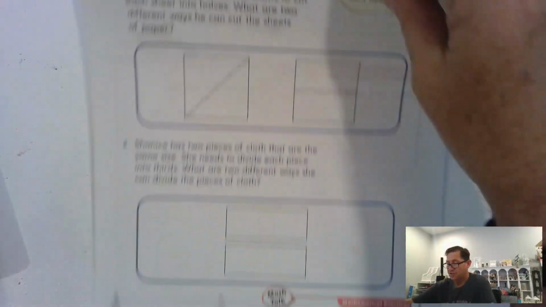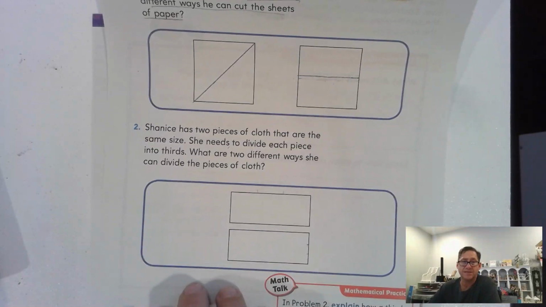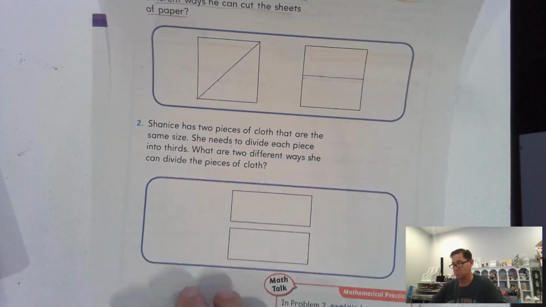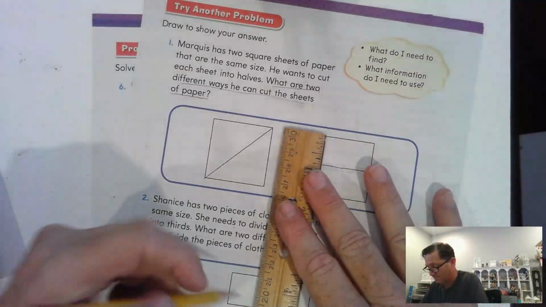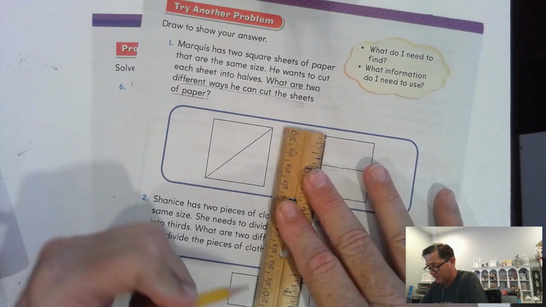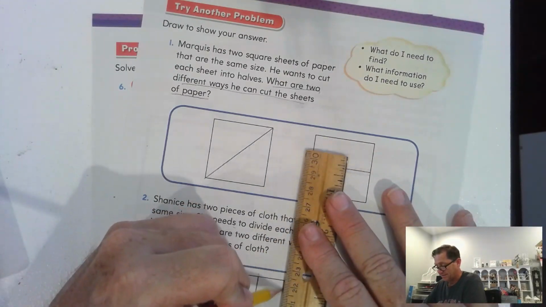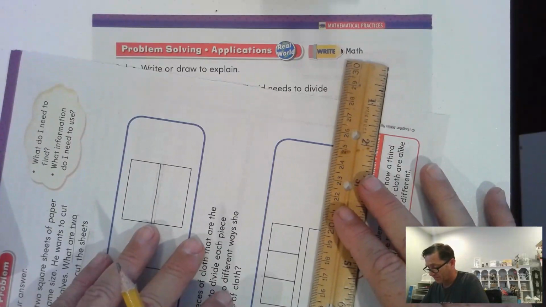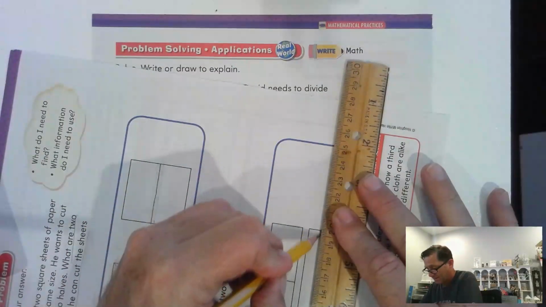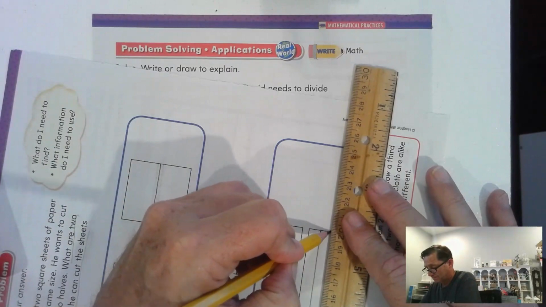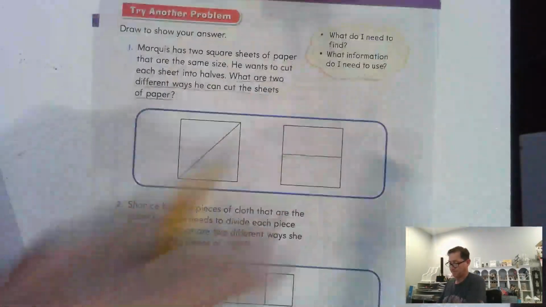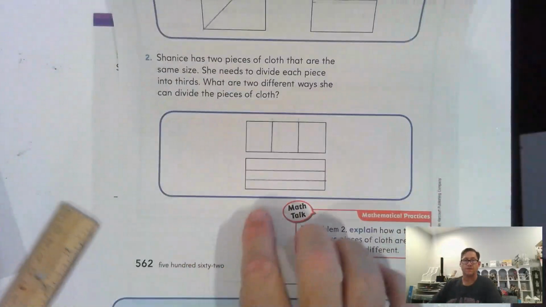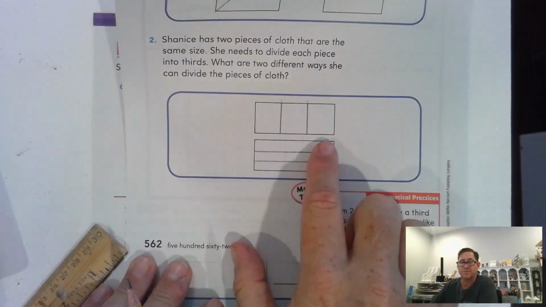All right. Shanice has two pieces of cloth that are the same size. She needs to divide each piece into thirds. What are two different ways she can divide the cloth? Well, we can do top and bottom and draw the lines up and down to get three pieces. So we have three equal pieces that way. Or we can make them long ways. I'm going to turn my paper sideways for a bit. So each piece is a third.